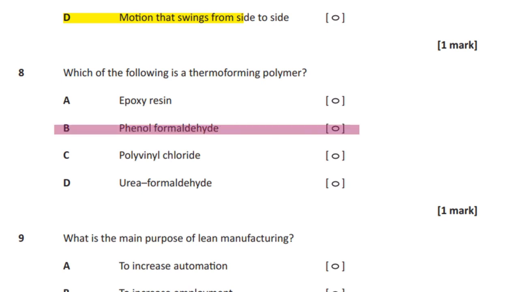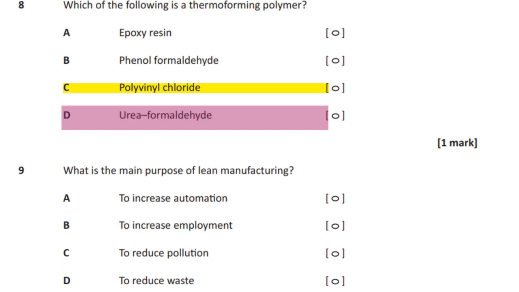Phenyl formaldehyde. Formaldehyde is a preservative. We know that formaldehydes are usually found in thermoset polymers. So phenyl formaldehyde is a thermoset. Polyvinyl chloride. Now, polyvinyl chloride (PVC) is the answer. It's a thermoforming polymer. And urea formaldehyde, once again, if it's got formaldehyde in it or urea or resin, it's likely to be a thermoset. So that is a thermoset. So the answer is C for question 8.